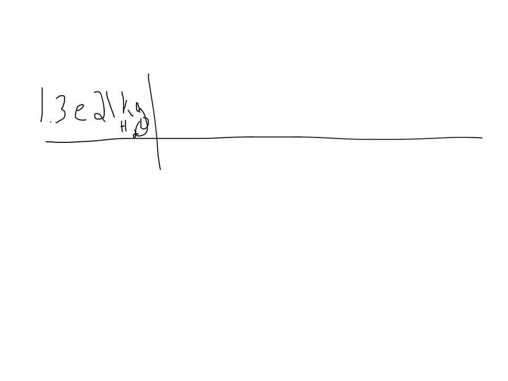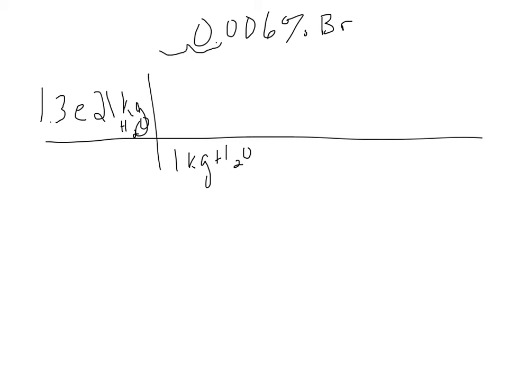And so what we want to do is figure out how much bromine there is in 1 kilogram of seawater. So we're told that seawater contains 0.006% bromine. So if we're using it as a decimal and we're saying there is 1 kilogram of seawater, then in decimal form there would be 6e to the negative fifth kilograms of bromine.